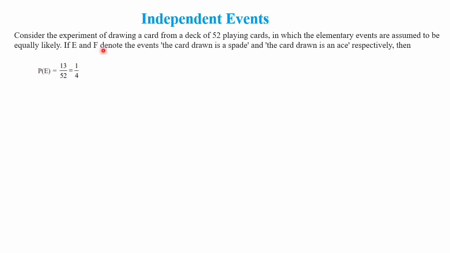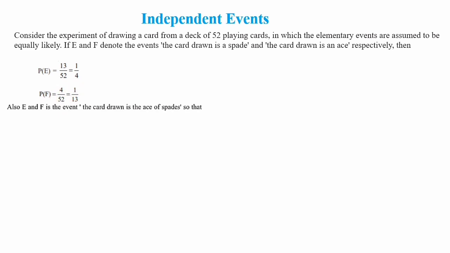Next we calculate P of F. Here we choose a card that is an ace. There are 4 aces in a deck of cards. So 4 divided by 52, that is 1 by 13, is the probability.